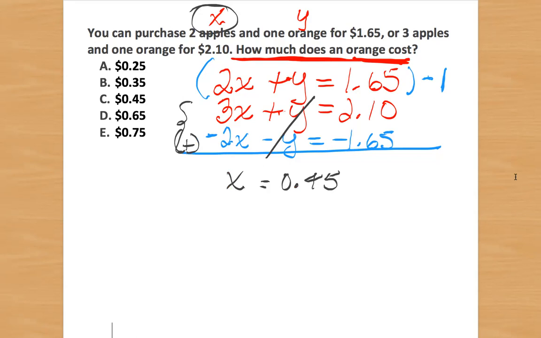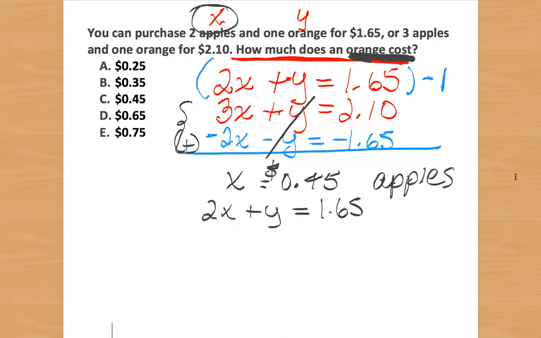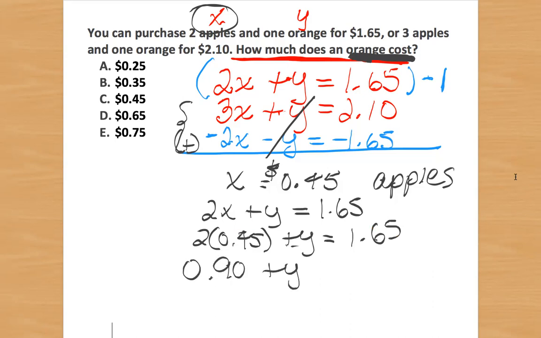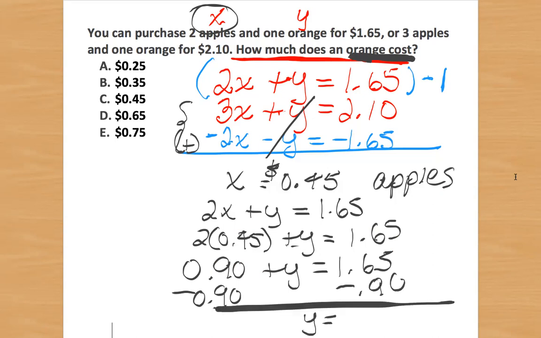Now remember, your x's represented the apples. So this is telling us the apples, guys, they cost 45 cents each, all right? But what are we looking for again? We are looking for orange, okay? So now we got to figure out the cost of the orange. Remember, it was 2 apples and 1 orange for a total of $1.65. So we're going to do a little substitution here. So if we plug in the 45 cents for the 2 apples, all right, we multiply that together. That's going to give us a total of 90 cents. And so now we're going to subtract the 90 cents from both sides. And so that will give us the cost of an orange, guys, which turns out to be 75 cents.